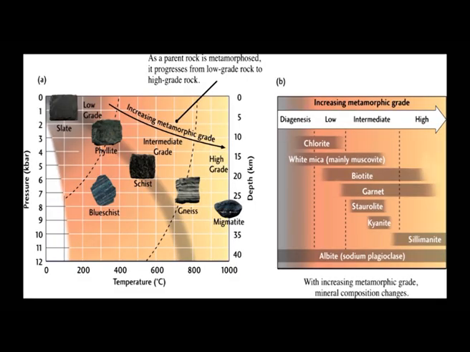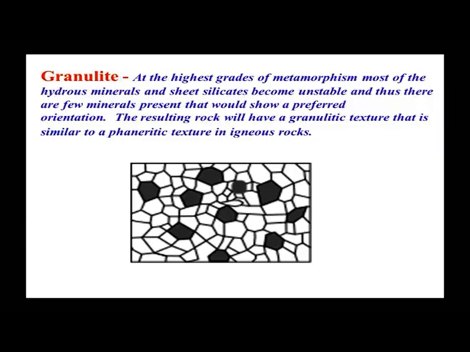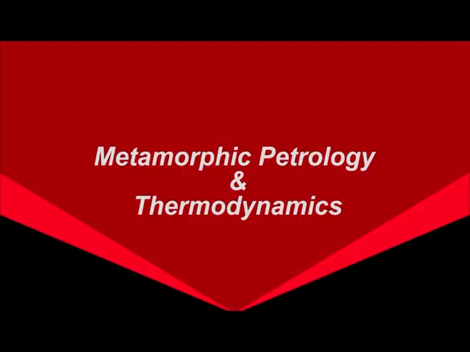Granulite. At the highest grade of metamorphism, the hydrous minerals and sheet silicates become unstable, and thus there are few minerals present that would show a preferred orientation. The resulting rocks will have a granulitic texture that is similar to a phaneritic texture in igneous rocks.